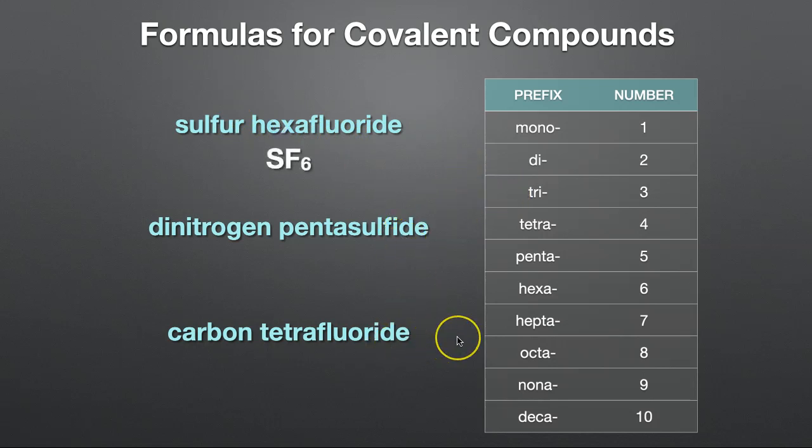What do you think these next two would be? Dinitrogen pentasulfide would be 2 N's, N2, and 5 sulfides, S5. Carbon tetrafluoride, the carbon is an understood subscript of 1 for the understood mono. Tetra means I have 4 of the fluorine. And that wraps us up for the basics of naming and writing formulas for covalent compounds. You can go in either direction now, and you should be able to use that information for your practice.